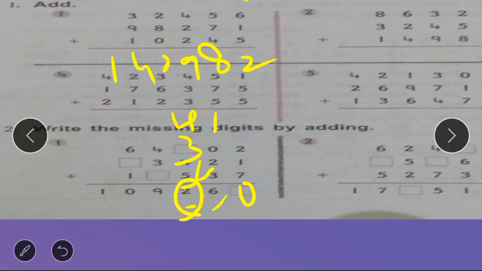Okay, 2 carry 1. 4 plus 1, 5. 5 plus 3, 6, 7, 8. In 8, what will you add that you can get 9? If you add 1, then you will get 9. 8 plus 1 is 9. So you got the sum 9. Now here 6. In 6, 1 is already given, so 6 plus 1, 7. In 7, what number will you add so that you can get 10? If you add 3, you will get 10. So this way you have to find out these numbers.